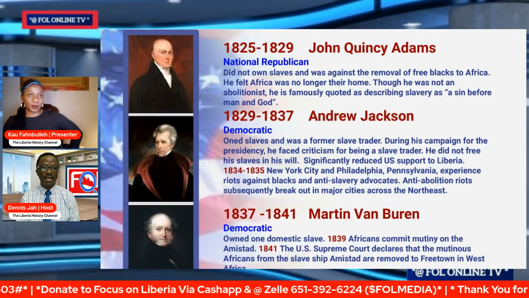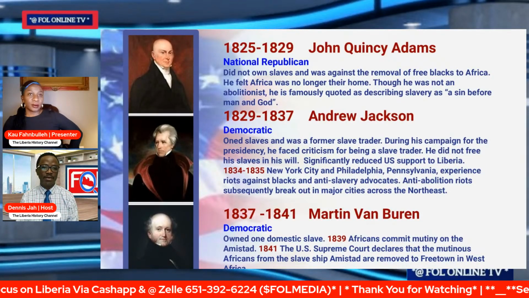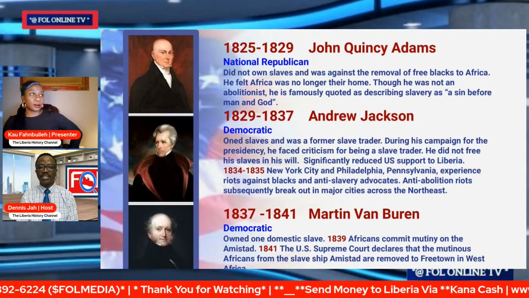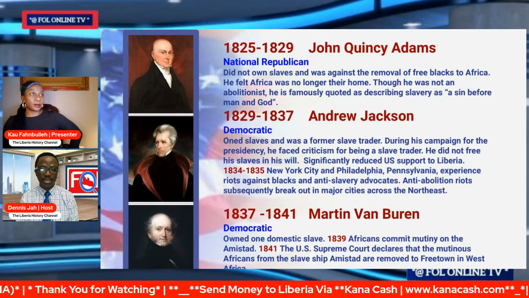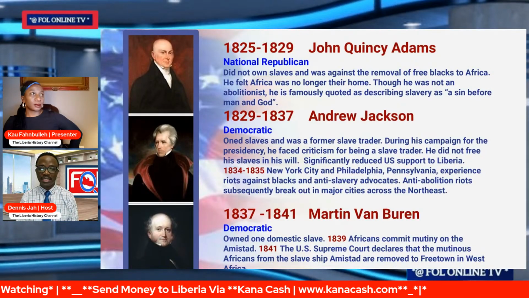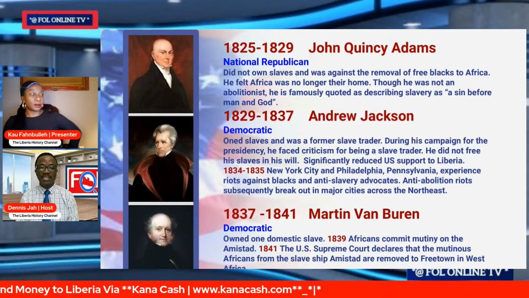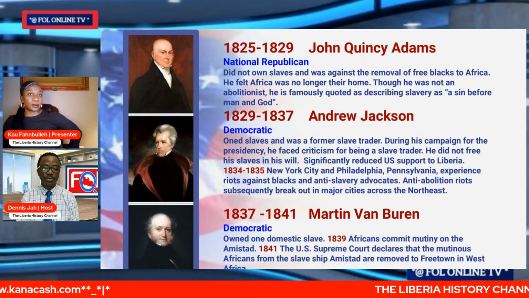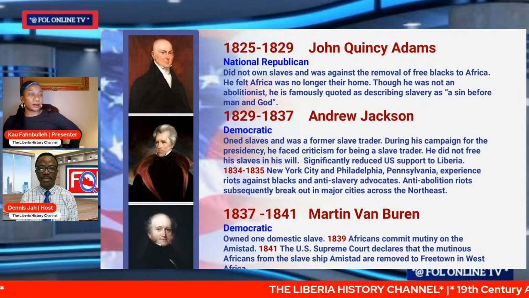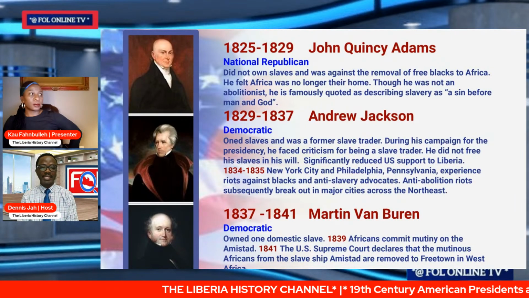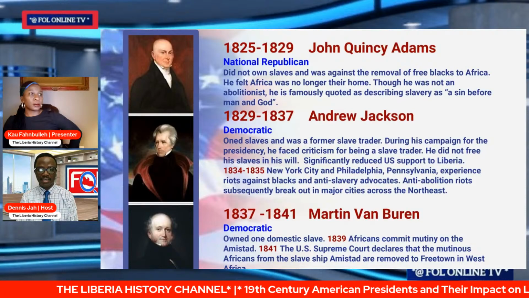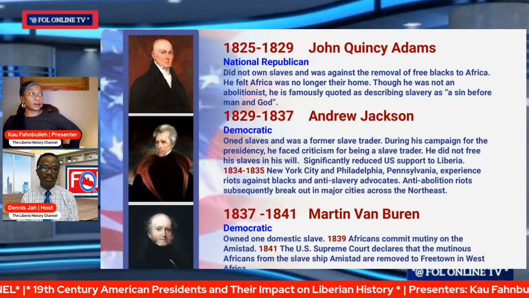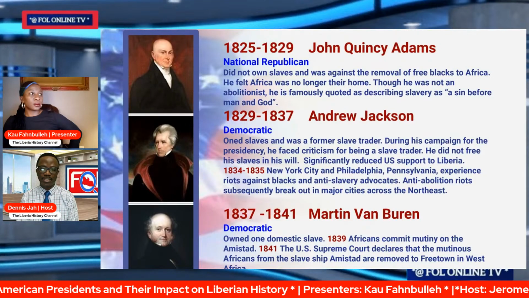Andrew Jackson, a Democrat, owned slaves and was a former slave trader. During his campaign for the presidency, he faced criticism for being a slave trader. He did not free his slaves in his will and significantly reduced U.S. support to Liberia. 1834 to 1835, New York City and Philadelphia, Pennsylvania experienced riots against blacks and anti-slavery advocates. Anti-abolition riots subsequently break out in major cities across the Northeast.